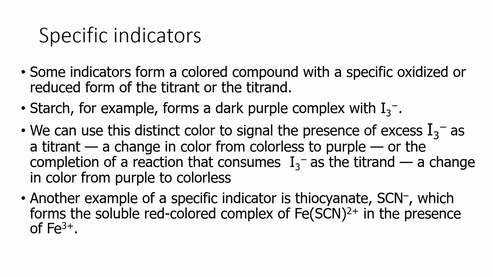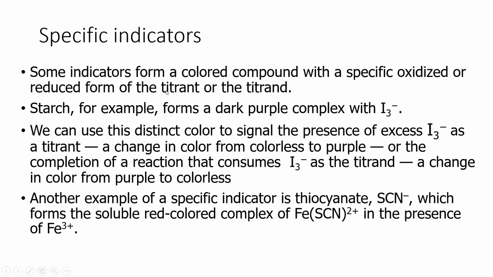Then we have specific indicators. Some indicators will form a colored compound with a specific oxidized or reduced form of the titrant. Some of them are selective and specific. An example of them is starch, which will form a dark purple complex with iodine, with iodate.